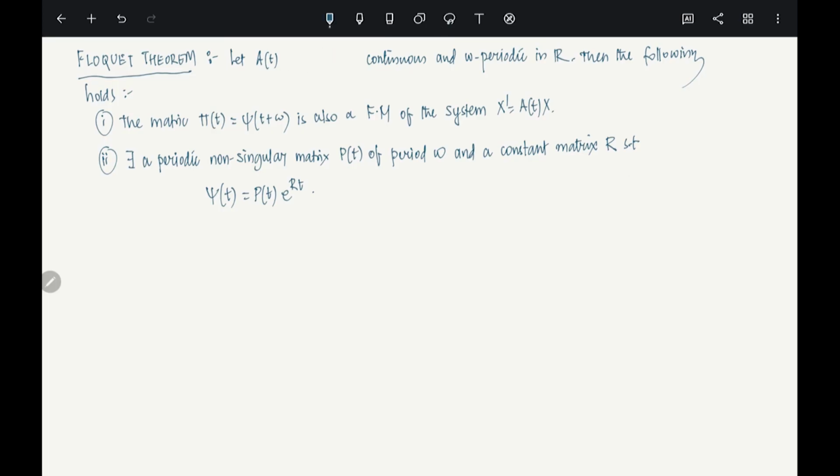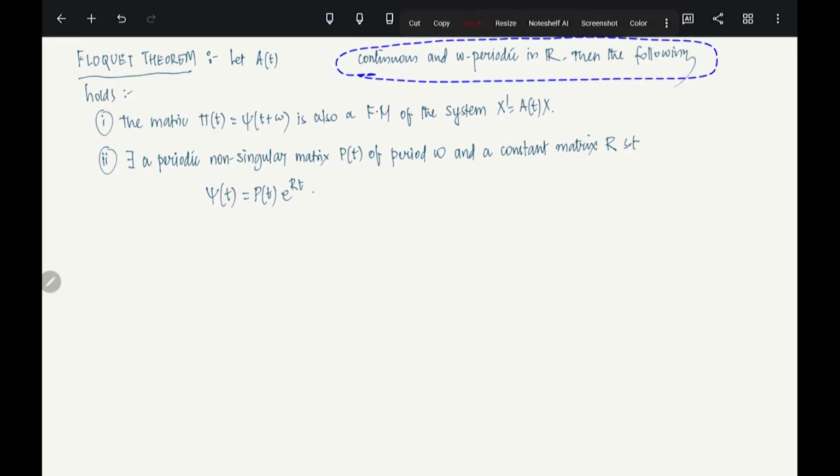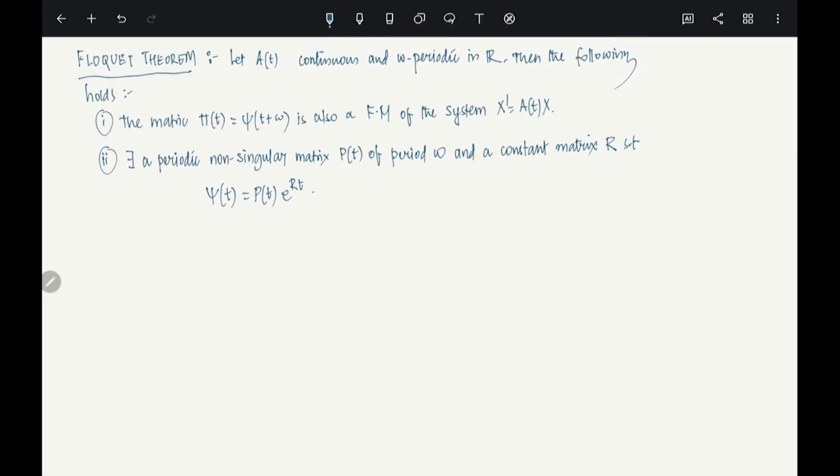Let me put it this way. We don't need to have B continuous. Clear? What it is saying is you can actually write the fundamental matrix phi of t as P of t times exponential Rt. So what is the speciality of P of t? P of t will be a w periodic matrix, and R will be a constant matrix. So you can calculate e power Rt, which is a constant matrix times t, and P of t will be a non-singular matrix which is w periodic.